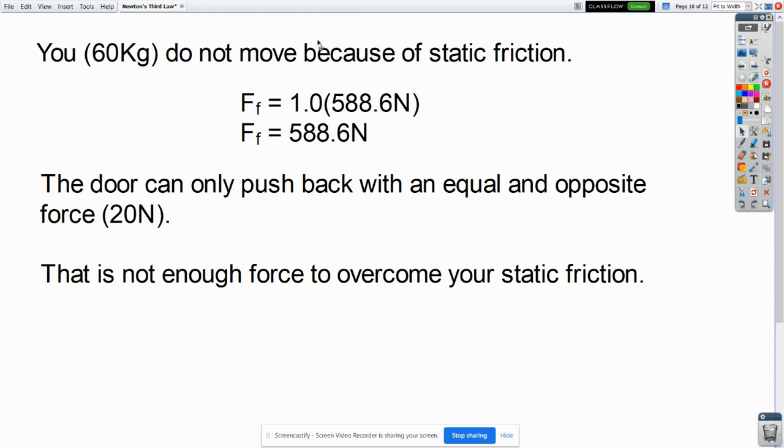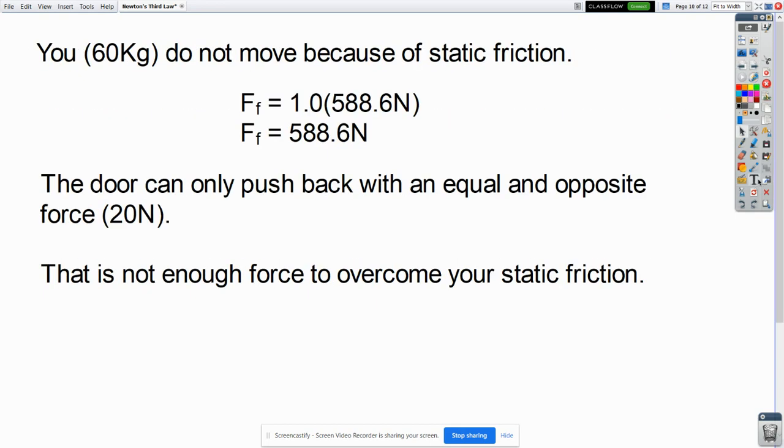In the friction equation, using 1.0 as the coefficient of friction, that is the friction of rubber soles on dry cement, like a front porch on a home, your force of friction is 588.6 newtons. The door is going to push back on you with a force of 20 newtons, but it's not going to be enough to overcome that static friction.